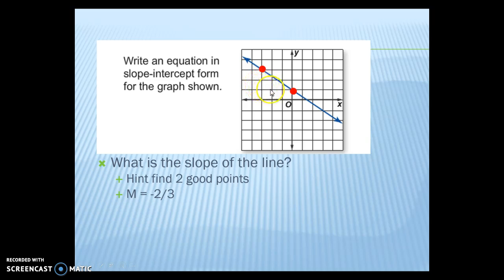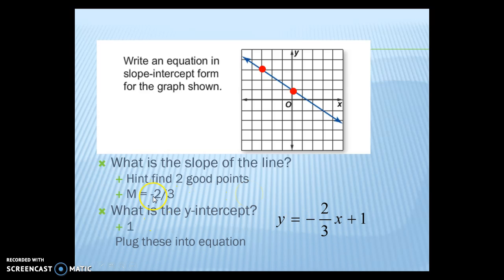Oh, I lost my pointer. 1, 2, 3. So -2/3 is my slope. And this is also the y-intercept, which is at +1, so +1. And now this becomes just like the last example. We write our equation. Y equals, here's our negative slope, -2/3 x plus 1. It was a +1. So we have +1 here. So that is what it's going to look like when you're given a graph. You find the slope, identify the y-intercept, and write your equation.